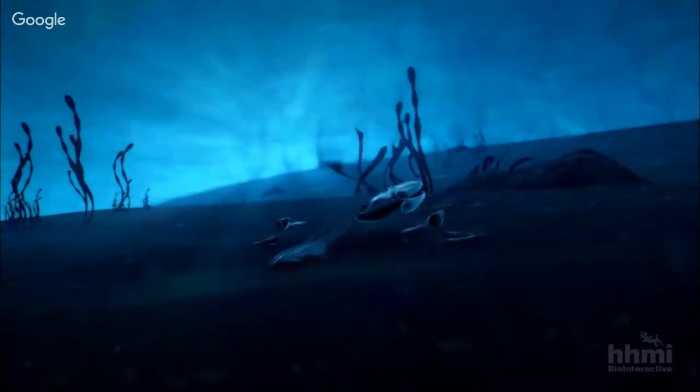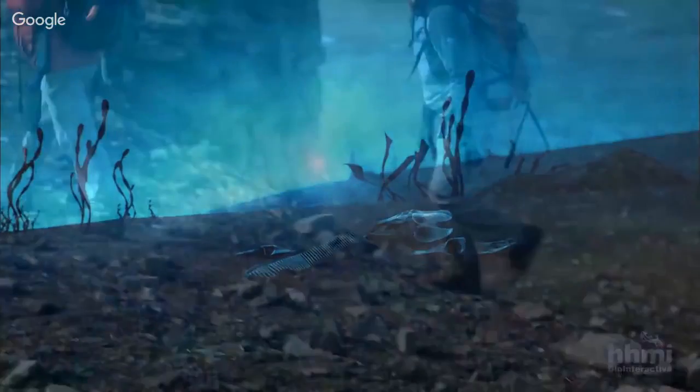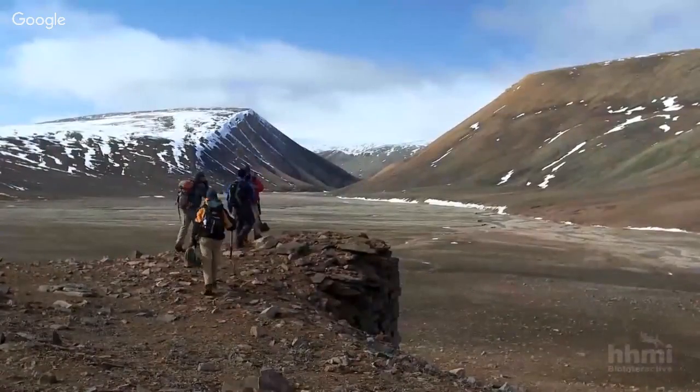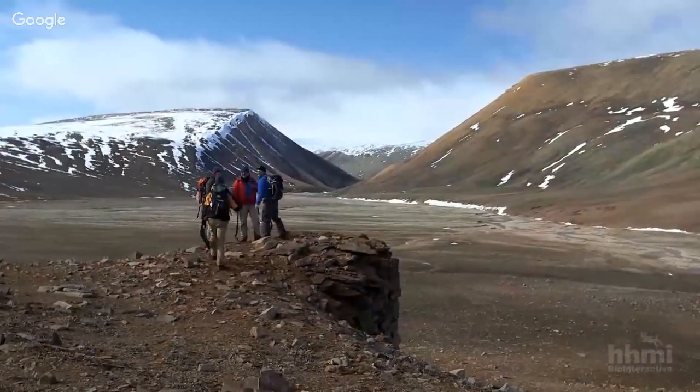Even if it had been there, could we find evidence of it buried on one of the nameless hillsides that had built up and eroded over the past 375 million years?